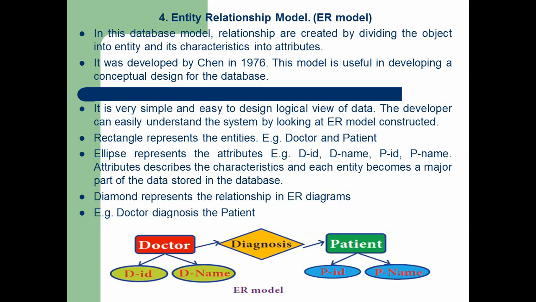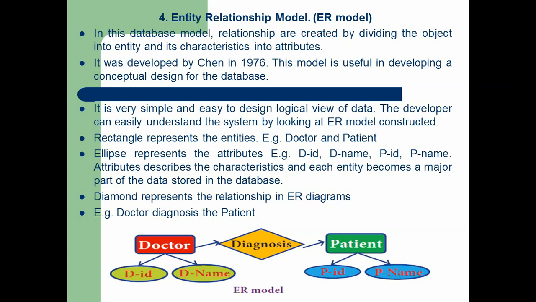Consider two tables, namely doctor and patient. The doctor table consists of two columns, ID and name. In the same way, the patient table may also have ID and name. Both the tables, doctor and patient, are related by a new relationship called diagnosis. So in the ER model, we use symbols for representing the table, columns, and relationship. The rectangle symbol is used to represent an entity or table.